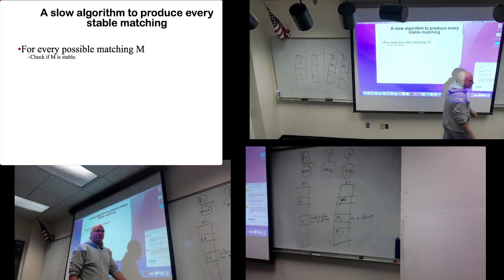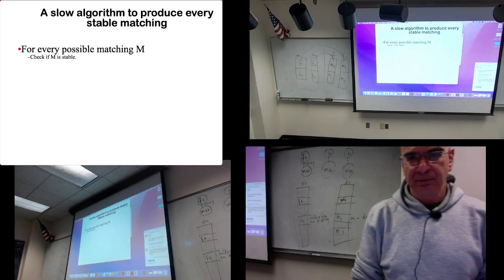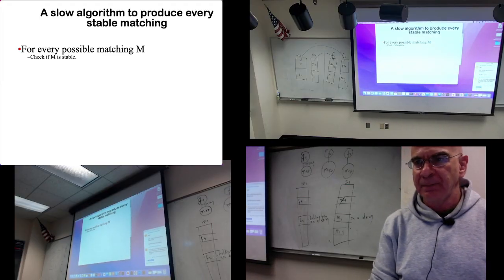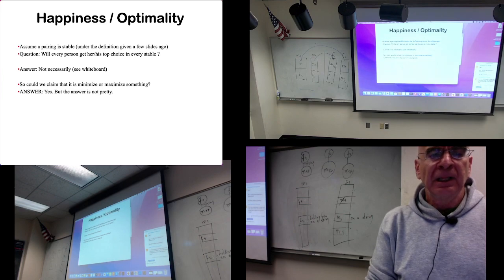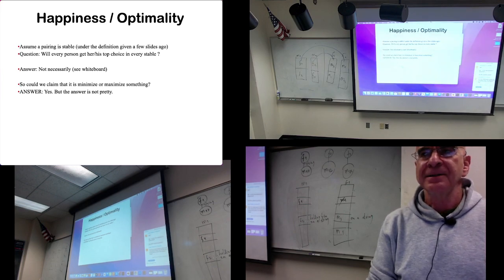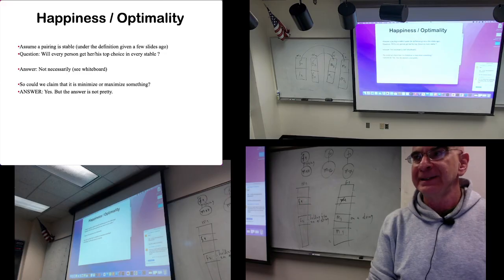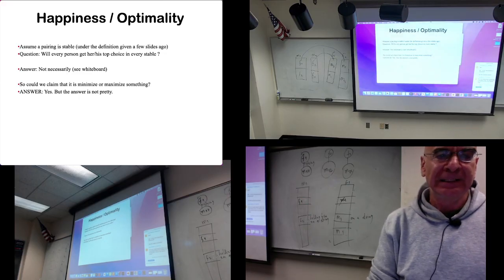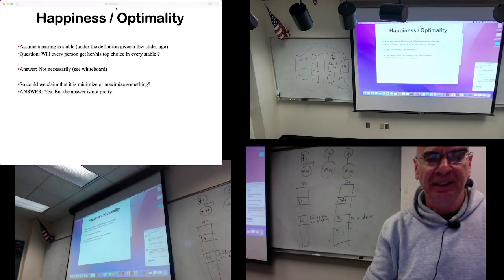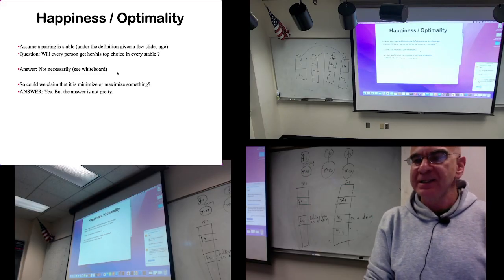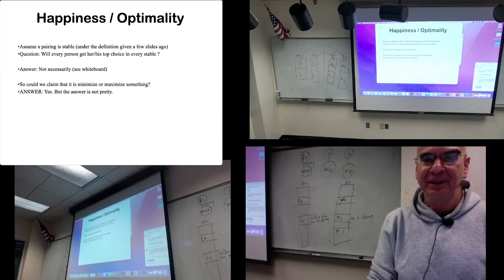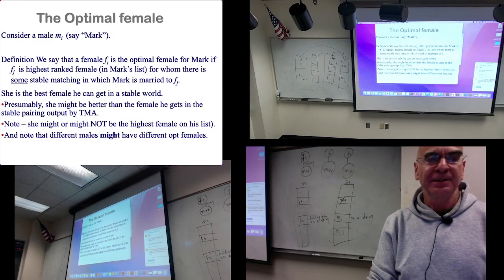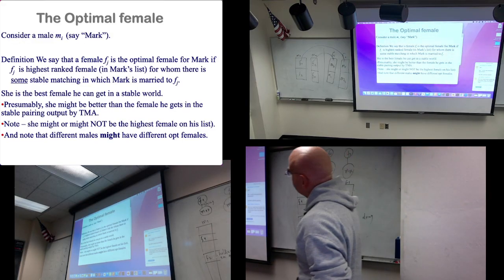So now I can ask, out of all the possible stable matchings, matchings that don't have a rogue couple, is this necessarily the best, or is this necessarily the worst? So that's where we are going next. Does this maximize happiness for everybody? No, not necessarily. Does it maximize or minimize anything? Yes, but you might not like the answer. So let's see.